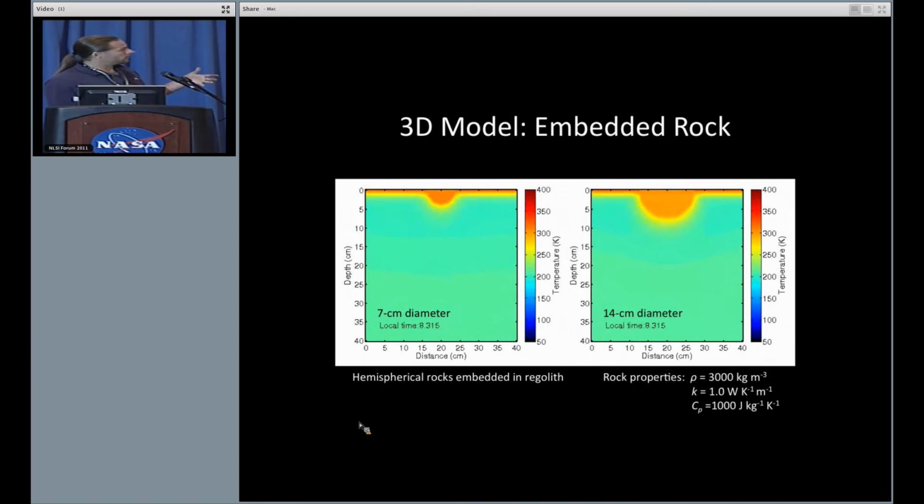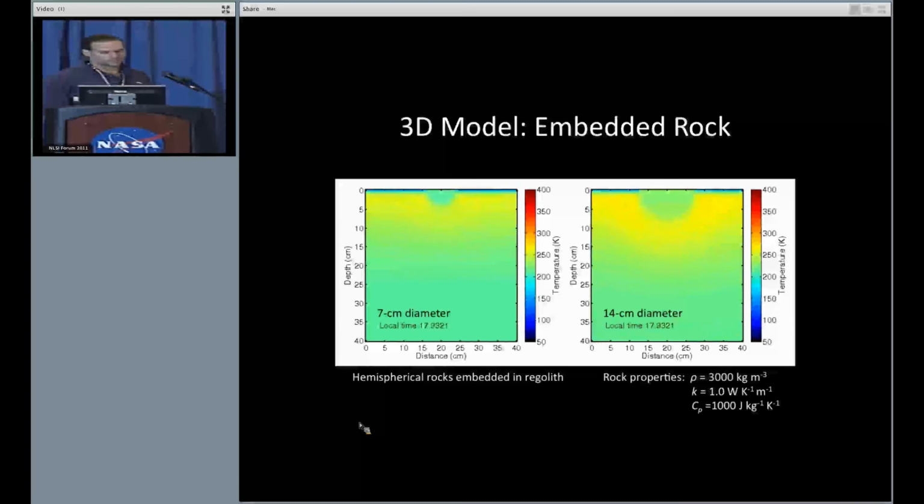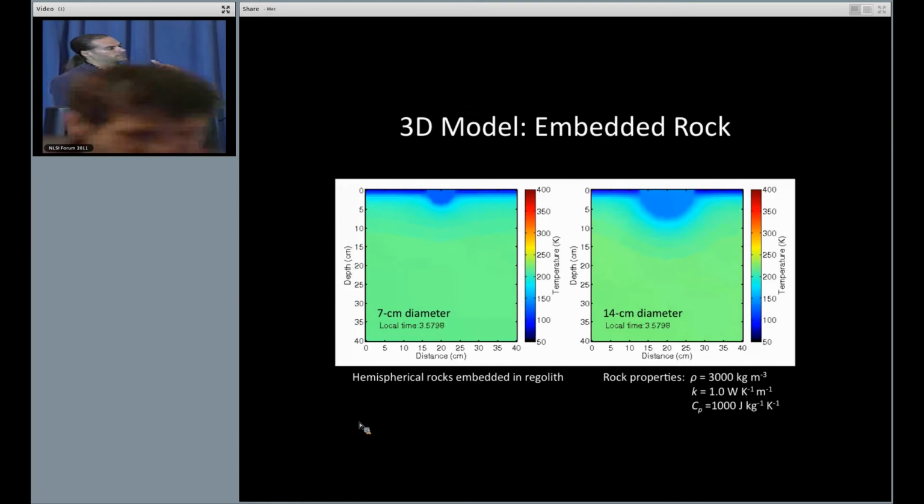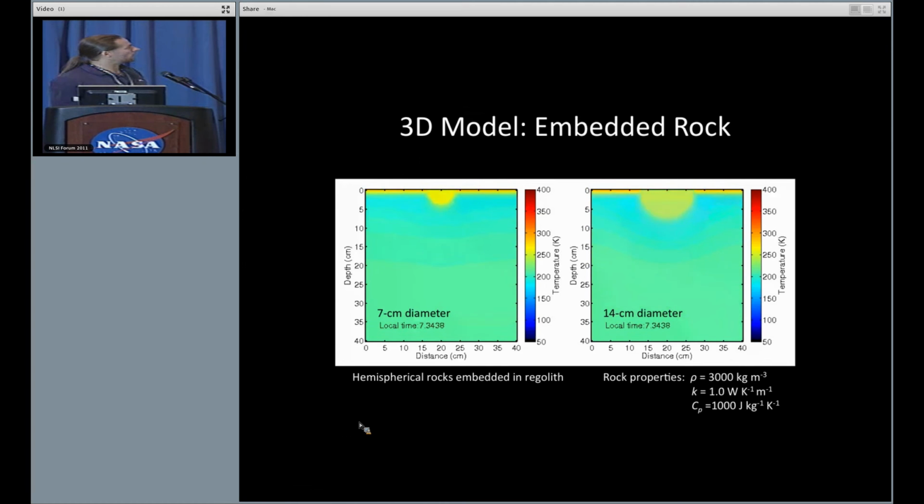So here's an example now in three dimensions where we've embedded a rock of two different sizes. This is a hemispherical rock that's just flush with the surface, so we have no topography in this particular run. And you can make out the low density layer at top. It's got a low thermal inertia, so it responds very rapidly to changes in illumination conditions, whereas the rock in the middle of the scene, with a higher thermal inertia, lags behind the surrounding regolith in its response to illumination conditions.